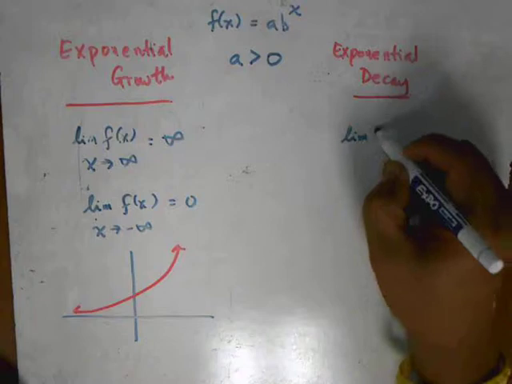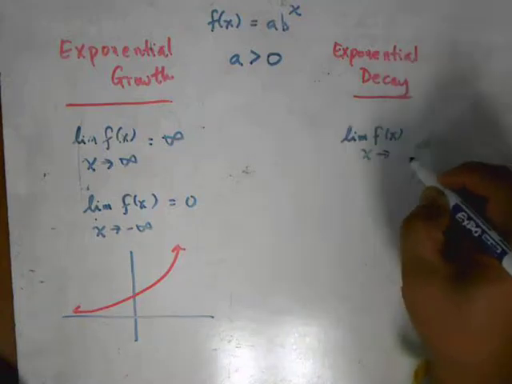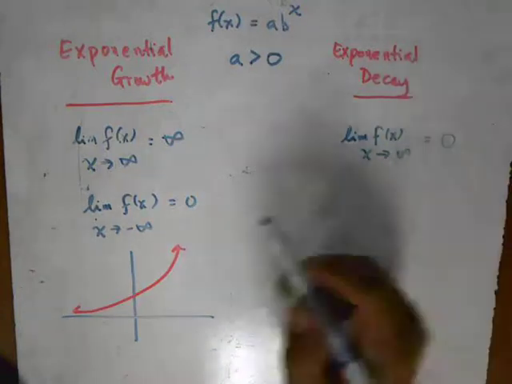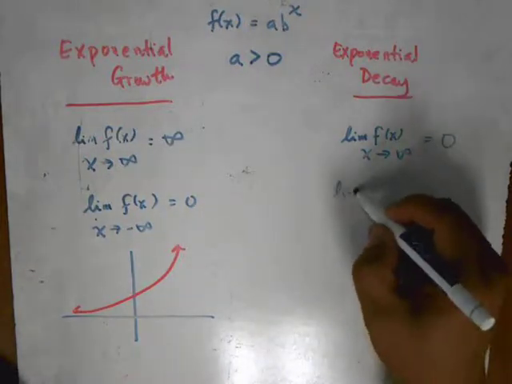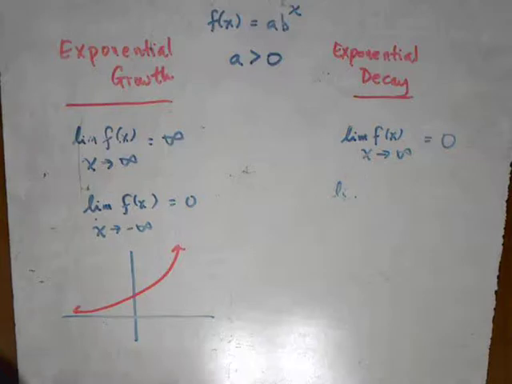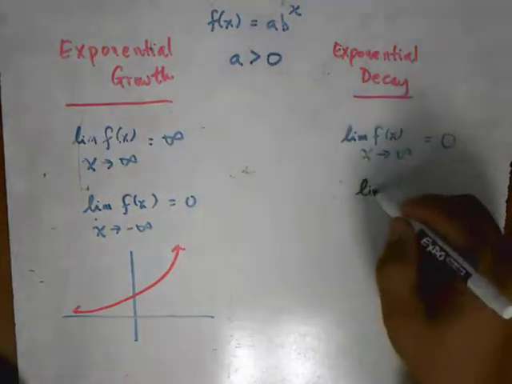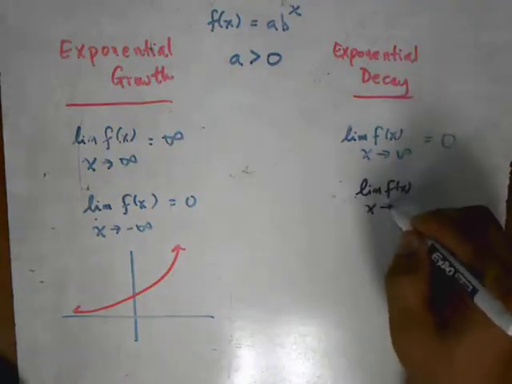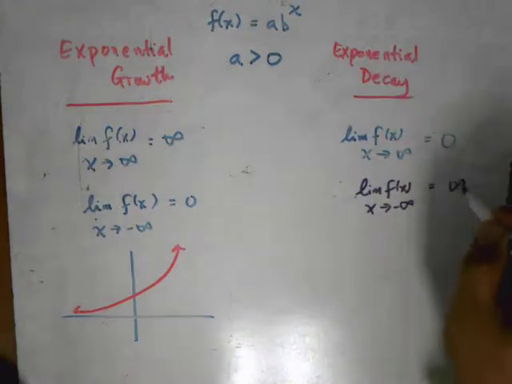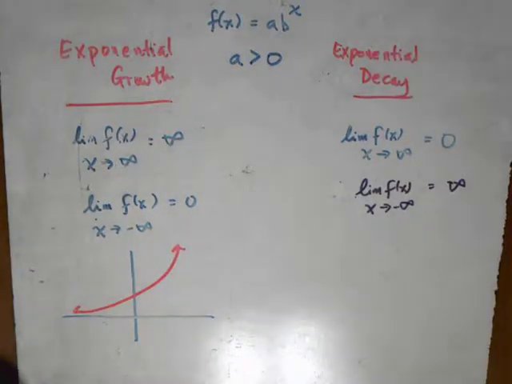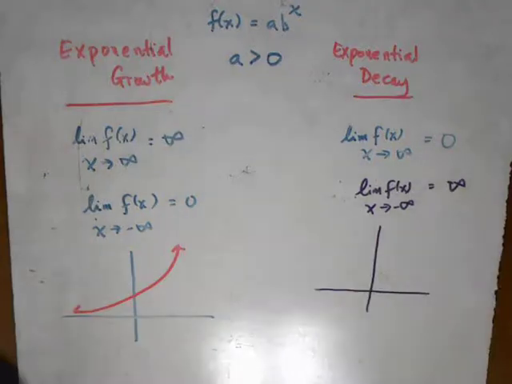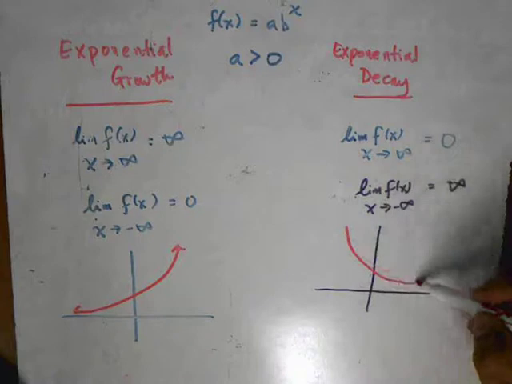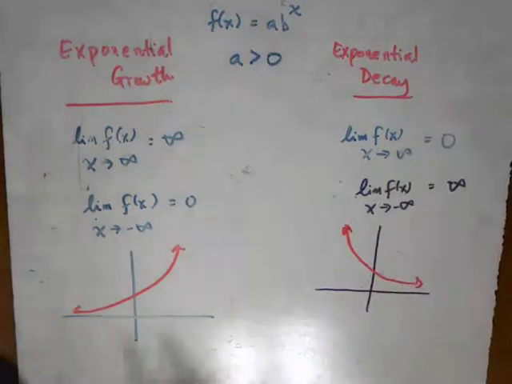So the limit of f of x as x approaches infinity is now going to go to 0. So basically these two limits swap. And then the limit, whoops, let me get a better marker here. The limit of f of x as x approaches negative infinity is now going to go to infinity. So from those limits, we can kind of picture that it's going to look relatively like this. So one side is exponential growth. This is exponential decay.